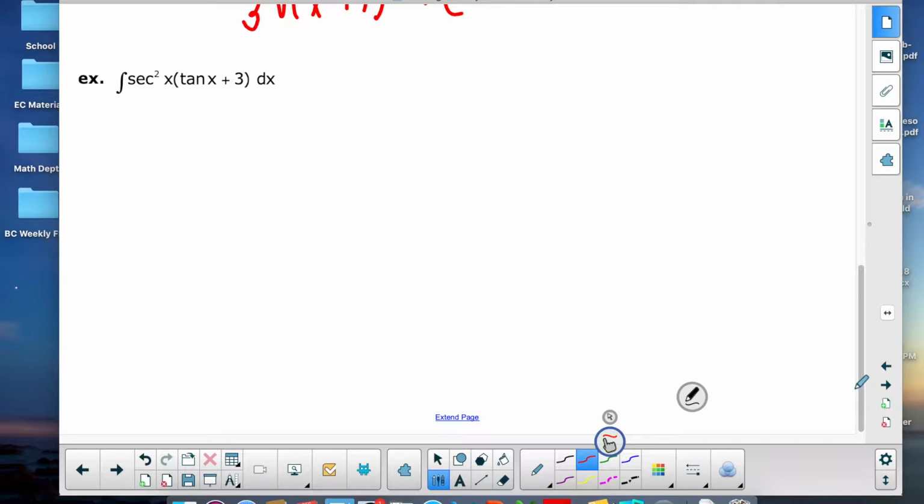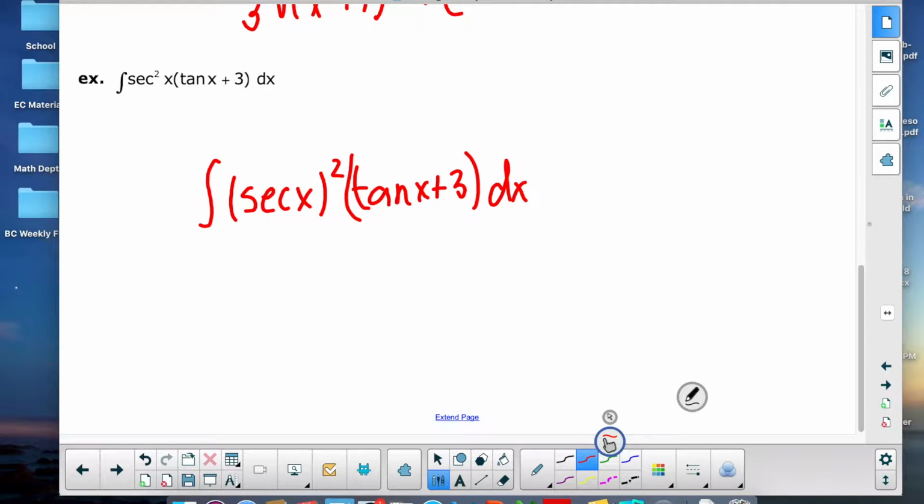Oh, okay. So let's think about this one. I have a lot going on, don't I? Technically, I have 2 grouping symbols, right? Don't write this down, but technically this is what I have. Grouping notation, right? So the question becomes, is my u the secant x, or is my u the tangent x plus 3?